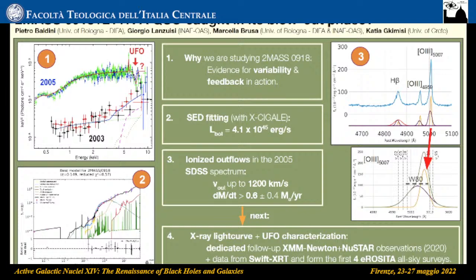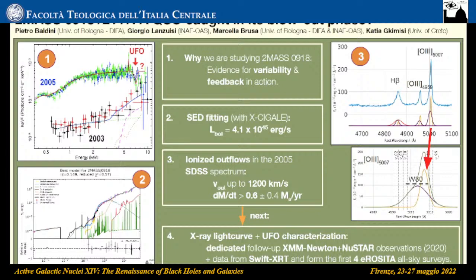Hi everybody, my name is Pietro Baldini and I'm a master's student from Bologna University, and in my poster I'm presenting my master's thesis, which is currently ongoing under the supervision of Marcella Brusa. So we're studying 2MASS 0918, which is an AGN that between 2003 and 2005 underwent drastic X-ray spectral variation, as shown by 2 XMM-Newton observations, going from a highly obscured state into an unobscured one, increasing its flux by 1 order of magnitude, and also revealing the presence of a UFO in the unobscured spectrum. This all suggests that we're observing the source in its blowout phase, in which the AGN clears its surroundings of obscuring material through powerful winds.